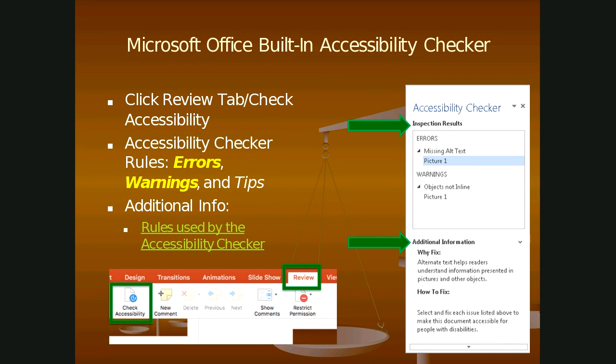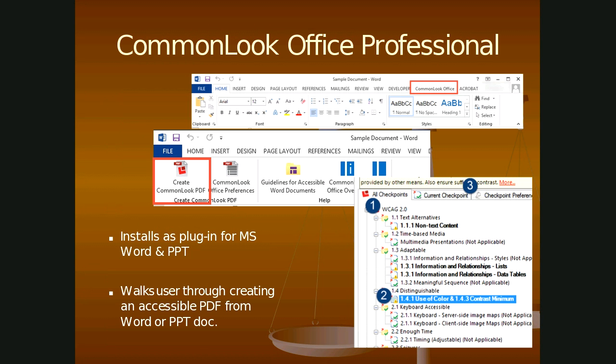And so that link that we have on the slide, rules used by the accessibility checker, when you actually access that link, you can see that it breaks down exactly what things it looks for under errors, under warnings, and under tips. And not only do you get the inspection results, but you also get additional information. When you click on an error, it tells you why you need to fix it, and it tells you exactly how to fix it. That can be really beneficial in terms of training faculty members on how to do some of these quick fixes on their own.